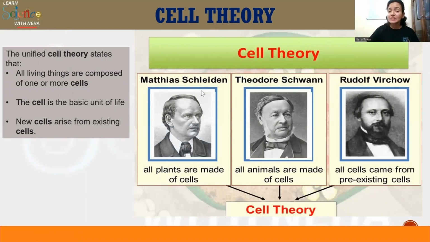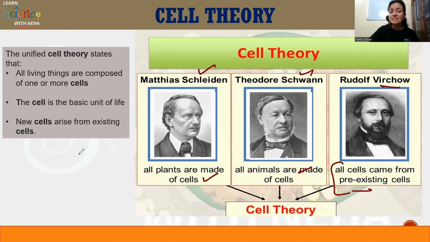Then came these three scientists by the name of Schleiden, Schwann and Rudolf Virchow. Schleiden and Schwann were the scientists. Schleiden worked on the plants, Schwann worked on the animals and gave the same statement that plants are made up of cells, animals are also made up of cells. But Rudolf Virchow said, although everything is made up of cells, all cells came from pre-existing cells.